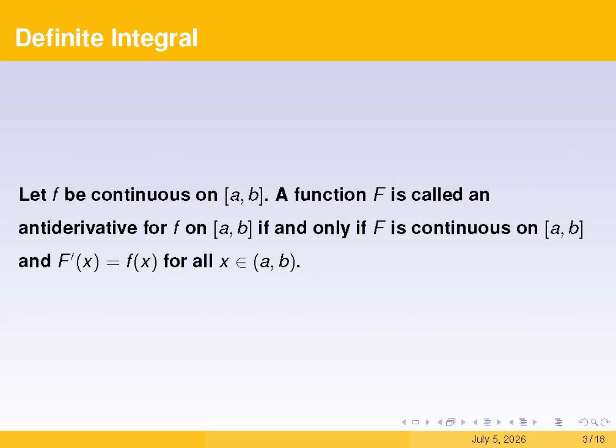This screen explains the concept of antiderivatives. Suppose that f is a continuous function defined on a closed interval from a to b, where f does not need to be non-negative. If we say that another function F is an antiderivative of f, it means that F is continuous on the closed interval from a to b, and the derivative of F at point x, denoted as F prime of x, equals f of x for every x in the open interval from a to b. This is shown in the last line on the screen.